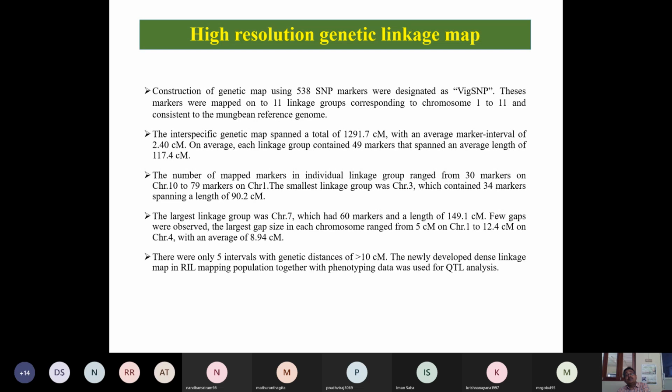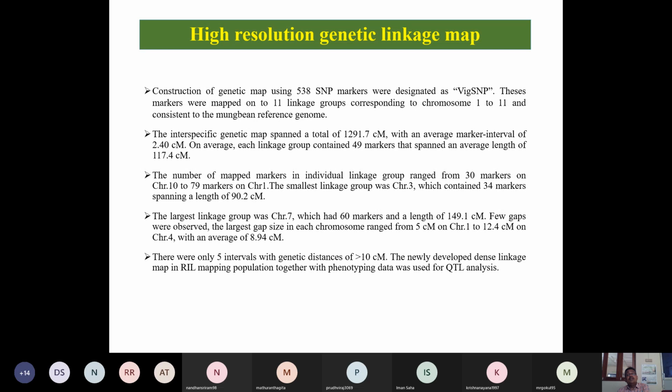The total length of the map is around 1271 centimorgan, and the marker interval is around 2.40 centimorgan. So whenever you have a problem in some regions, you have to look at how much centimorgan distance there is between the marker intervals.